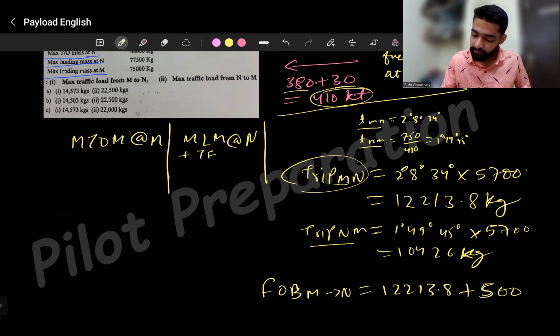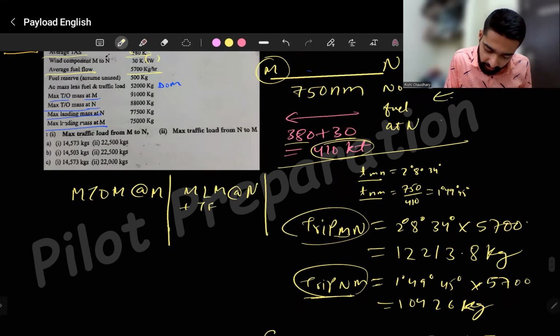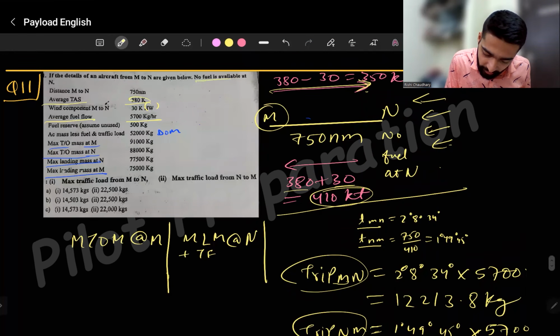Why? Because we have to add trip from N to M also. Why from N to M also we have to add trip fuel? This will be 10426 also. We have to add this. Why we have to add this? Can anyone tell me? Think. Because in the question it is written, no fuel is available at N.